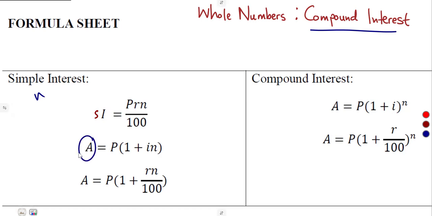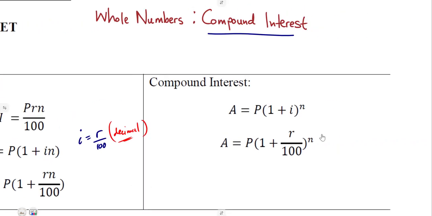The accumulated amount can be calculated from either of these two formulas. If you are using the first formula, this I that we see here is representing R over 100. The annual rate that you're given, you divide it by 100, meaning to say it must be a decimal. You must work with a decimal if you are to use this one. All right, so I'm not going to explain much. We had this one in our previous class.